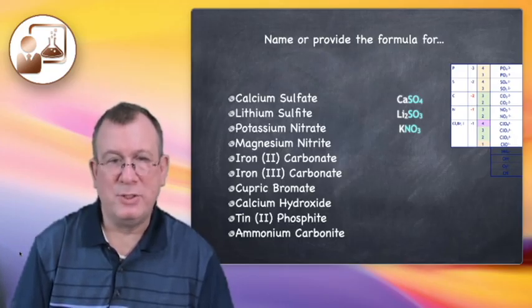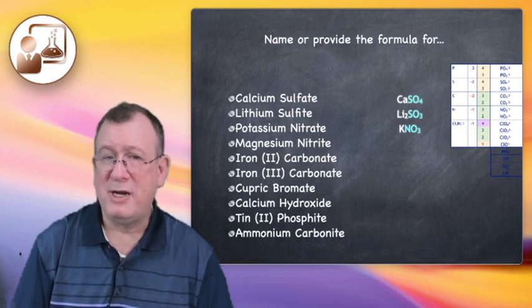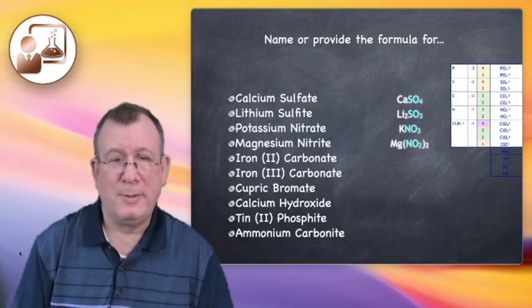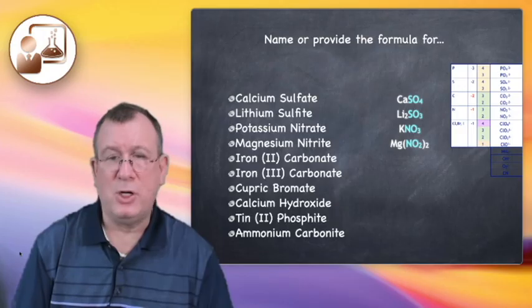Magnesium nitrite, the neutral compound. Well, magnesium's got a 2+ charge, so I'm going to need 2 of those nitrite ions to balance it out. The name is still magnesium nitrite, but when I write the formula, I've got to show the 2. So what is that, KNO3, 2? Be careful, that might look like 32. So let's use parentheses: Mg, open parentheses, NO3, close parentheses. Now slap the 2 on it.